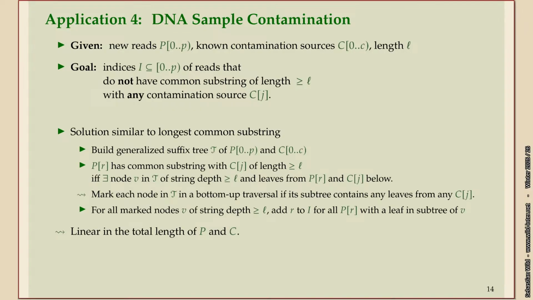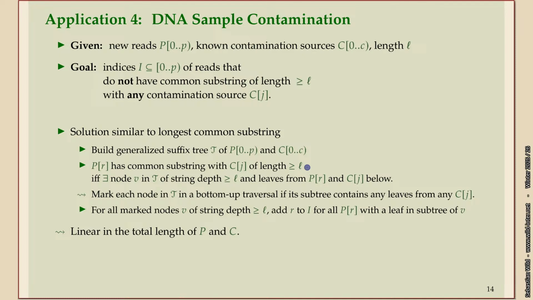It looks, first of all, a little different from the previous problem, but you can cast it in the same framework. Here we build the generalized suffix tree of all those sequences, all the contaminants and all the reads. In practice, this might be a problem to do in one shot, but we'll ignore this for now. Then we look at one of those reads, P_R, and one contaminant sequence. This has a common substring of length L.